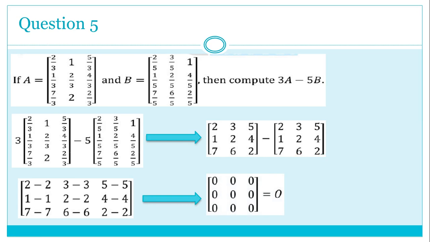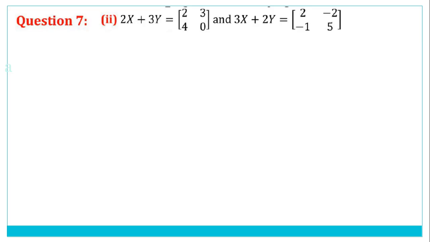So that means the result of the 3A minus 5B is a 0 matrix of order 3 by 3. Okay, it's done, solved. Let's move on. So this is our question number 7.